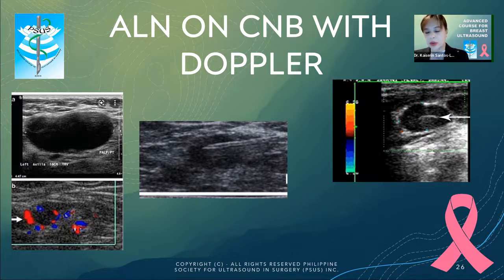It is also used for the proper placement of marker for the sampled node, especially if the patient is for neoadjuvant chemotherapy or targeted therapy, and hopefully she responds. She may even be a candidate for sentinel lymph node with a clip node sampled and harvested.